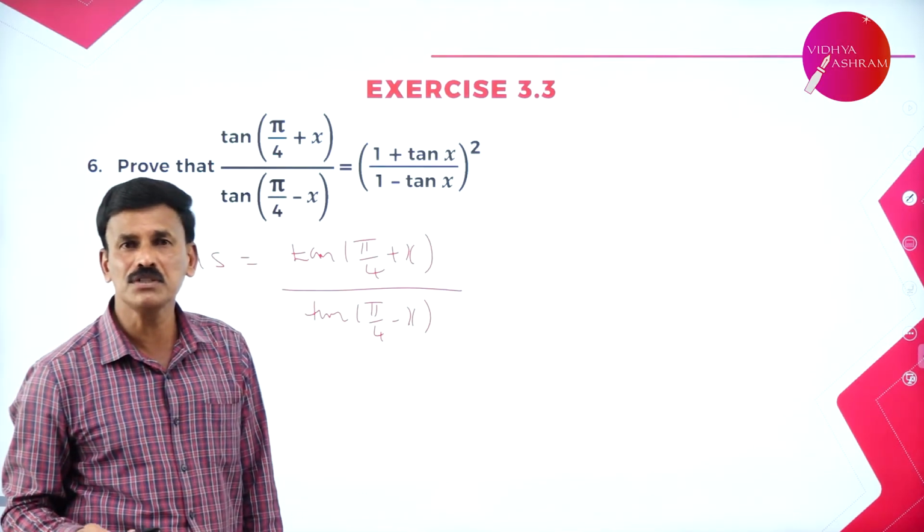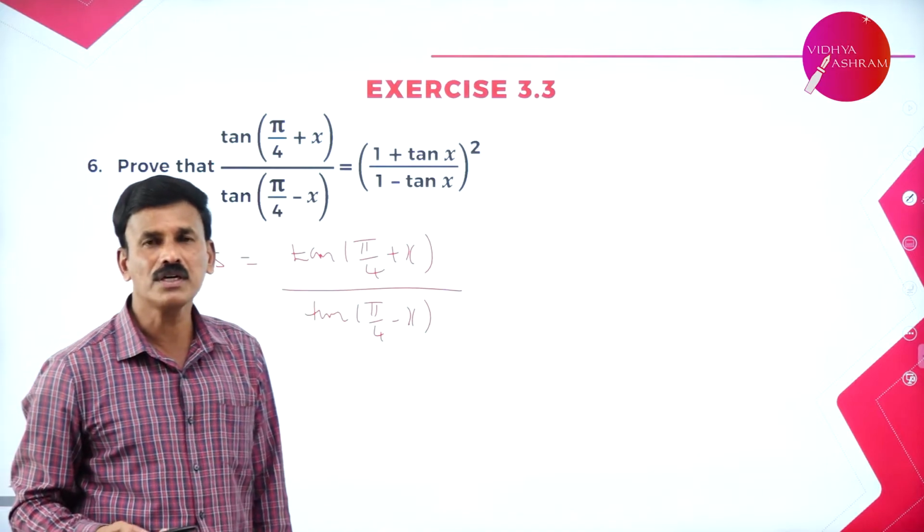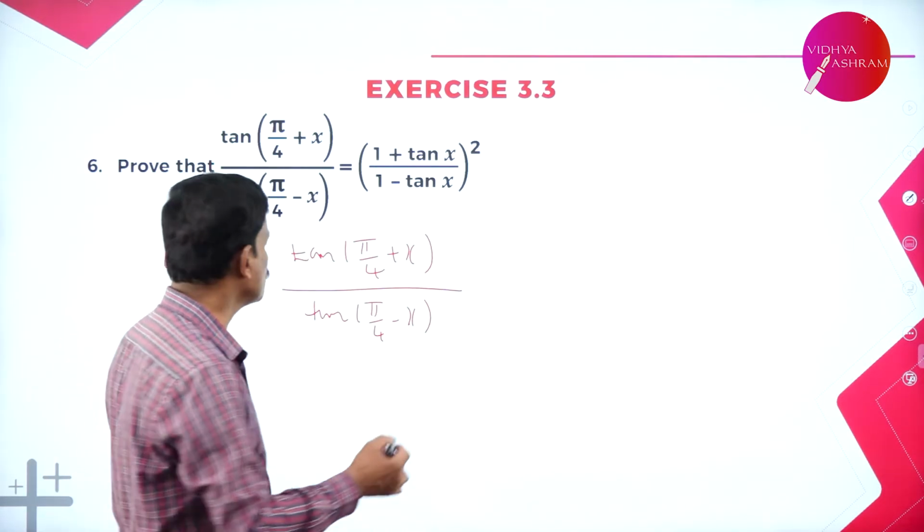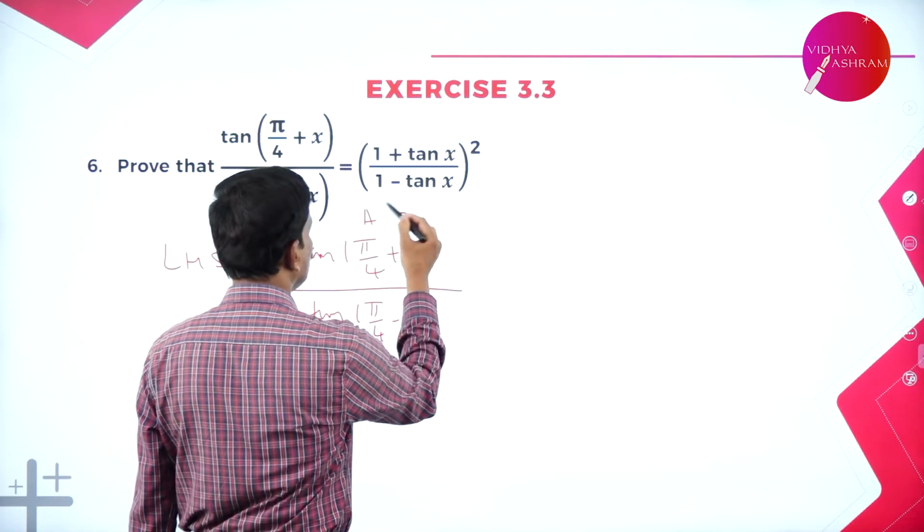tan(A+B) = (tan A + tan B) divided by (1 - tan A tan B). For tan(A-B), it is (tan A - tan B) divided by (1 + tan A tan B). Substitute here: instead of A, it is pi by 4, and B is x.